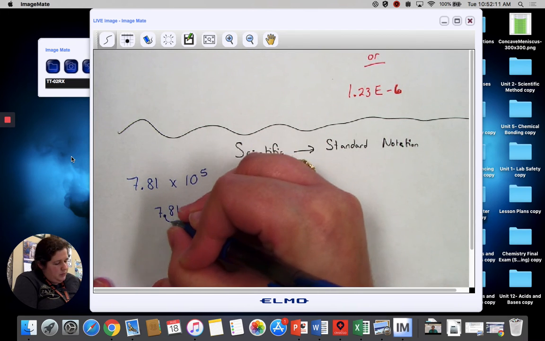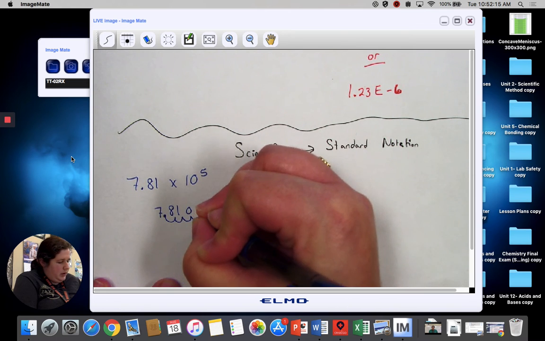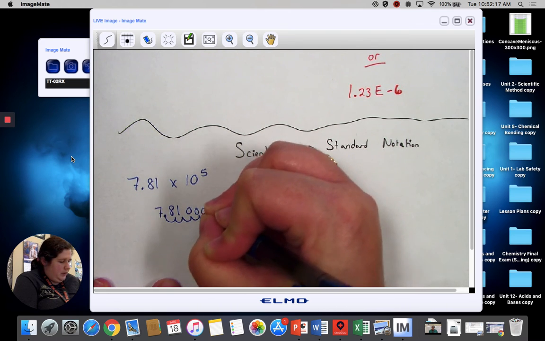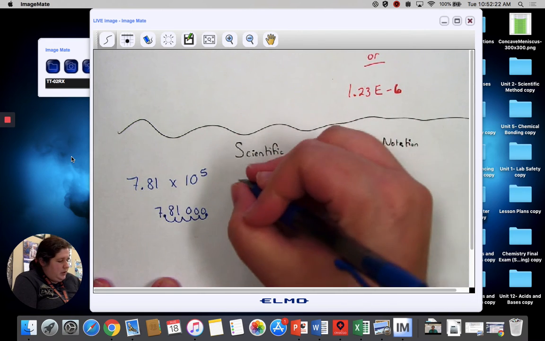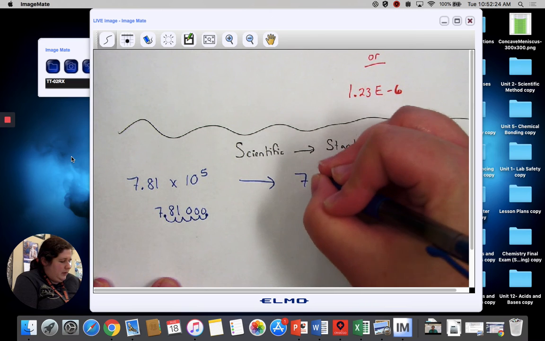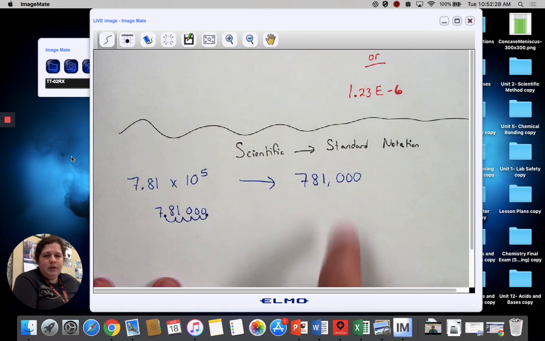All right, so I'm going to move 1, 2, 3, add a 0, 4, add a 0, 5, add a 0, and put my decimal place. So that my answer is 781,000. You can choose to put the comma as a placeholder or not. That is your choice.